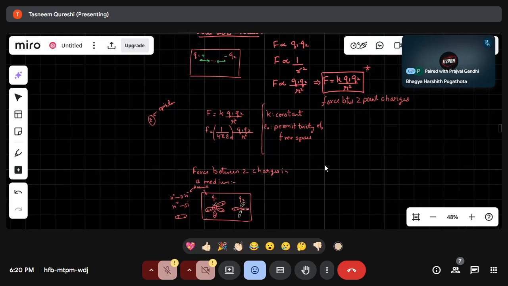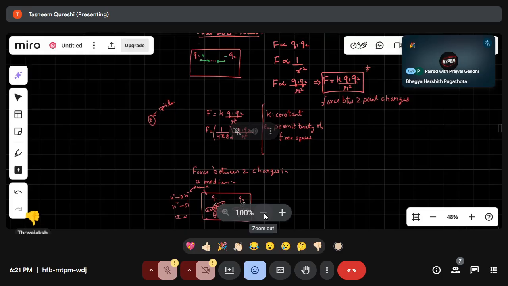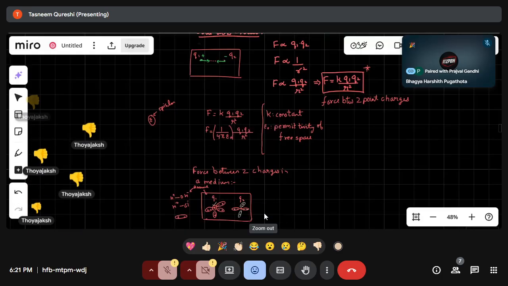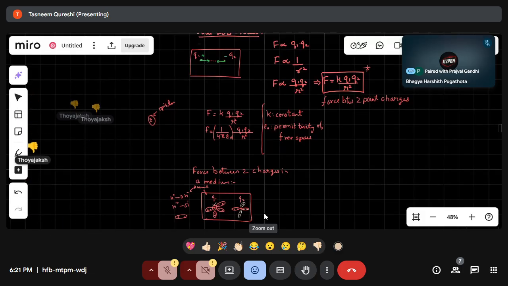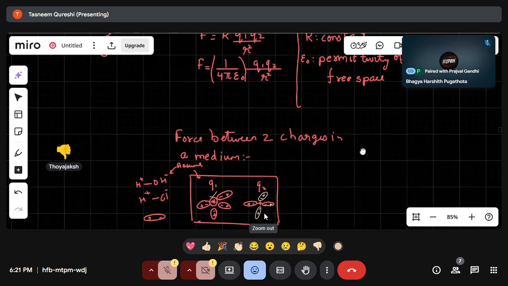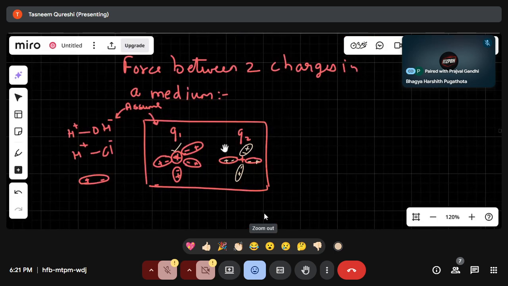Are you getting? It is the same as if I am speaking, but some DJ is turned on here, and you cannot hear my voice. Why? Whatever I am speaking, the DJ is creating much more sound than that. So my sound is negligible as compared to that. Same is happening here. The charges are exerting force on each other. Q1 is applying force on Q2, but the surrounding molecules have surrounded the original charge, and it is like shielding.